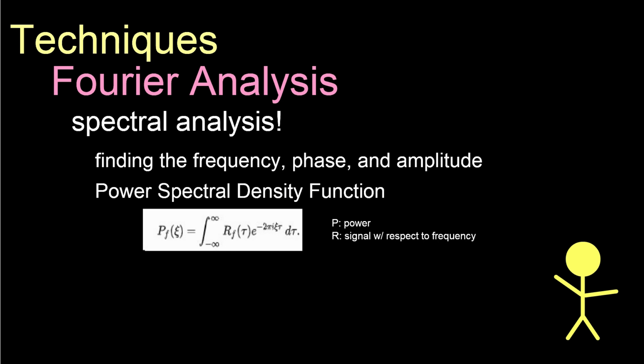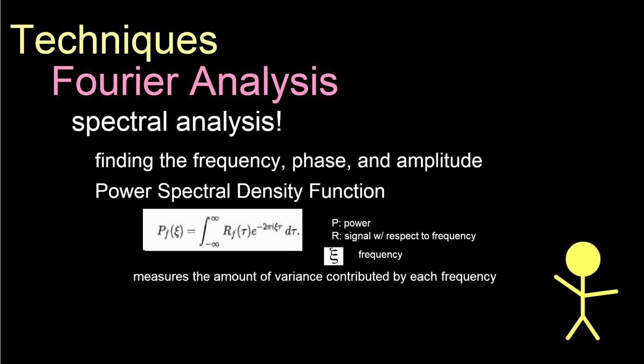Let's talk notation. P is power, R is the signal with respect to frequency. The weird curly thing is called psi. It represents frequency. The power spectrum is the plot of this equation. It shows the distribution of power into frequency components, meaning it measures the amount of variance contributed to the data by the frequency. Reminder that variance is the power of fluctuation from the mean. The power spectrum describes how much different frequencies contribute to the mean power of the signal. This is crucial for filter design.